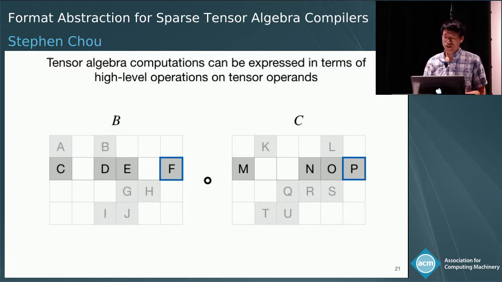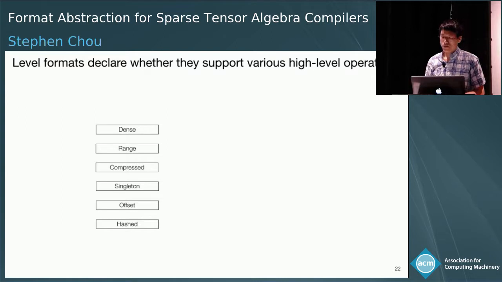So to be able to reason about which of these two algorithms the generated code should actually use, the compiler needs to know which of any of these operands supports efficient random access. And our solution to this problem is to simply have level formats explicitly declare whether they support efficient random access. And this is done through an abstract interface with a design that's fixed across all level formats, and that exposes which high-level operations are supported by each level format.